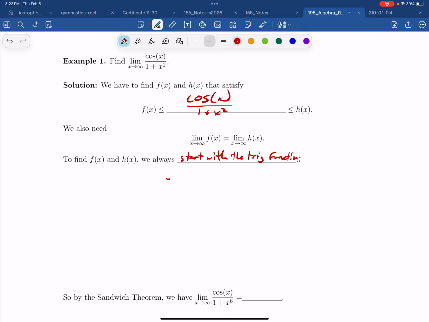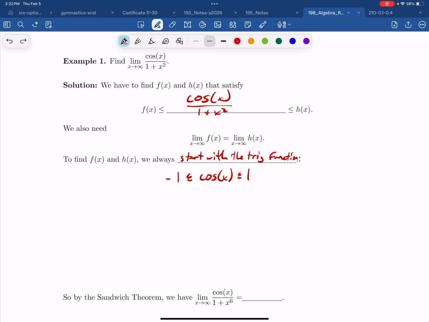So we're going to start by saying negative 1 is less than or equal to cosine of x, which is less than or equal to 1. Right? We're starting with a trig function because that's what makes this problem complicated. It's the presence of that trig function and that oscillation that we haven't seen before. Now what we're going to do is mess with the function. We're going to add on pieces until this becomes that.